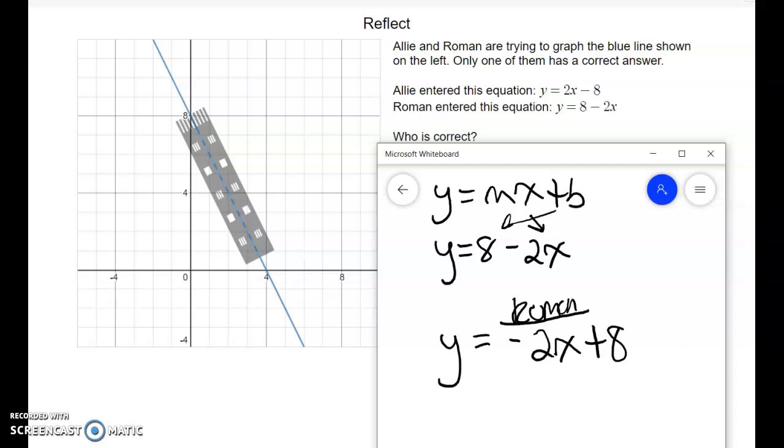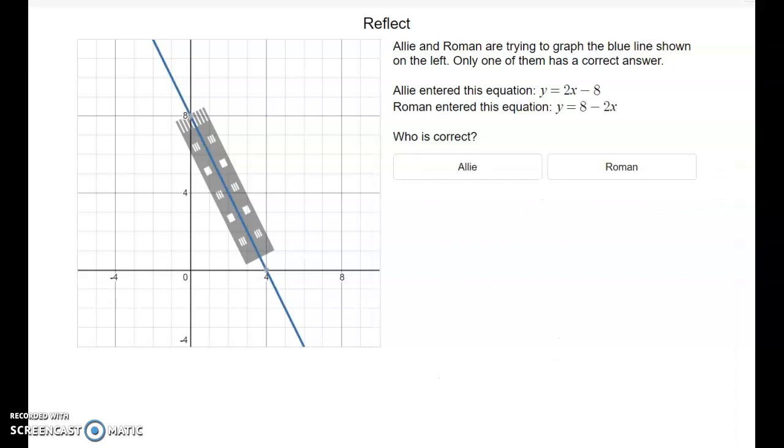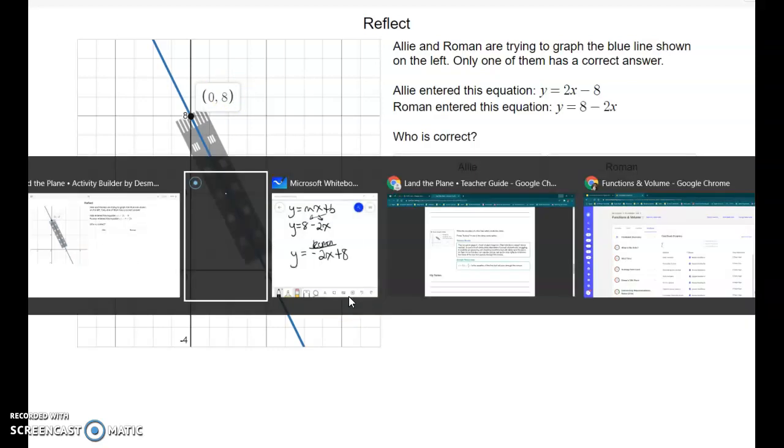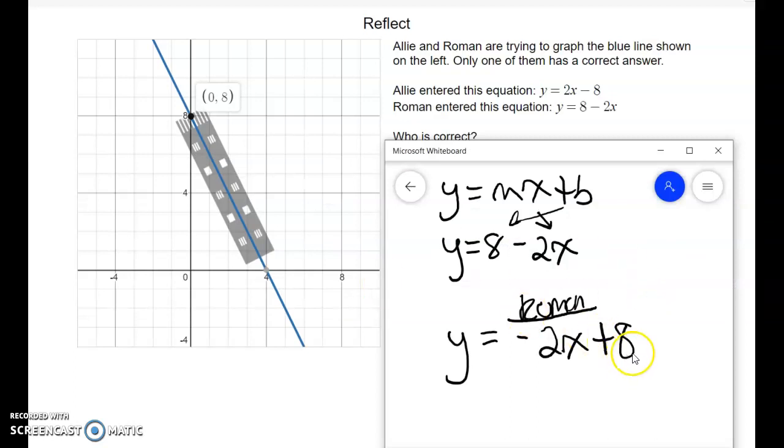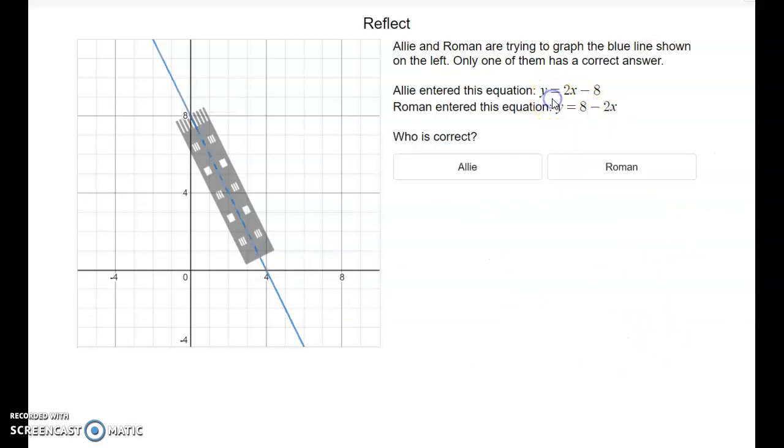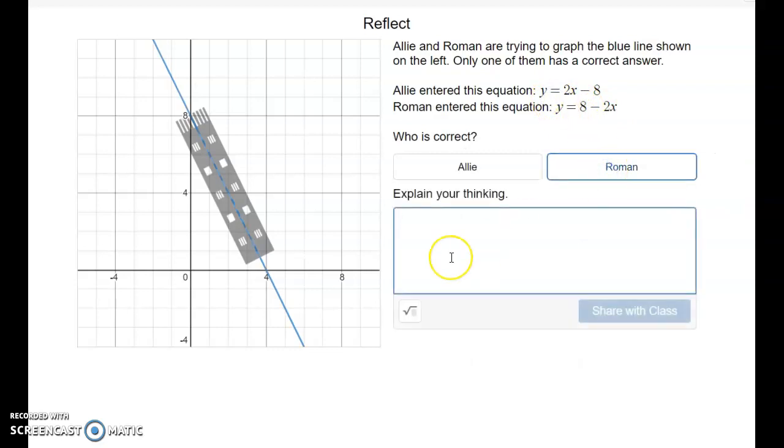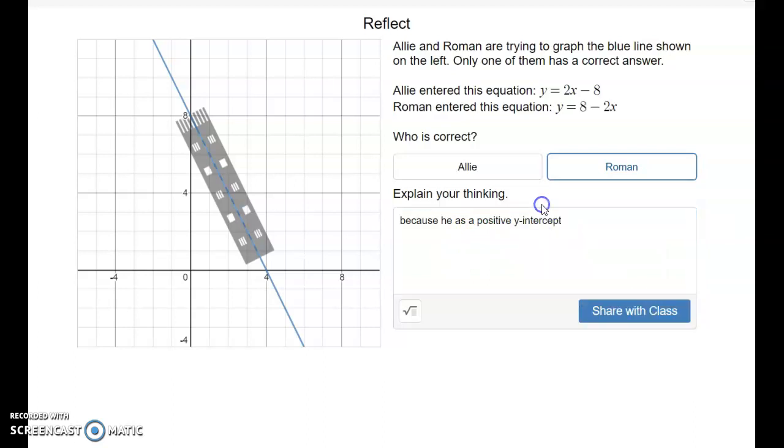Well, there's one that's clearly right, but I can definitely tell by looking at the y-intercept right here. If I look at the y-intercept, I can clearly see that it is a +8, meaning my b needs to be a +8. Now, if I look back at the equations here, I can see that Rowan's has a +8 for his b, while Allie has a -8. So Rowan is correct because he has a positive y-intercept.